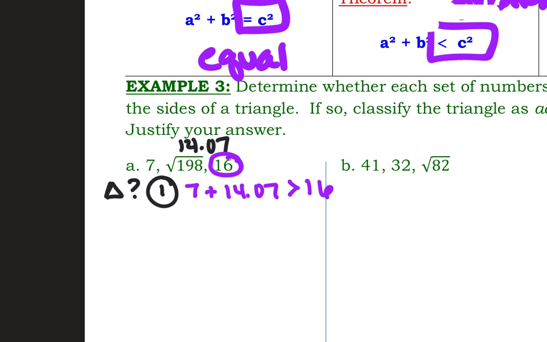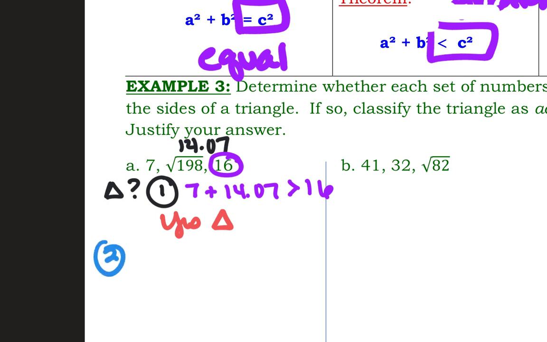So if you take the two smallest sides and compare it to the large side, you don't have to do 3 steps like the way we used to. You can just do this one step. So if I take 7 and I add it to 14.07, is that bigger than 16? It is. Good. So here we're going to say, yes, we have a triangle. Then you can proceed to step 2.